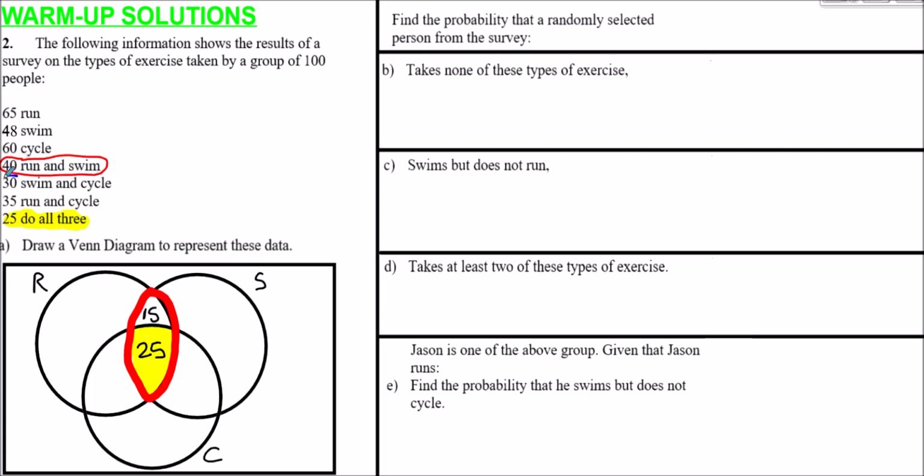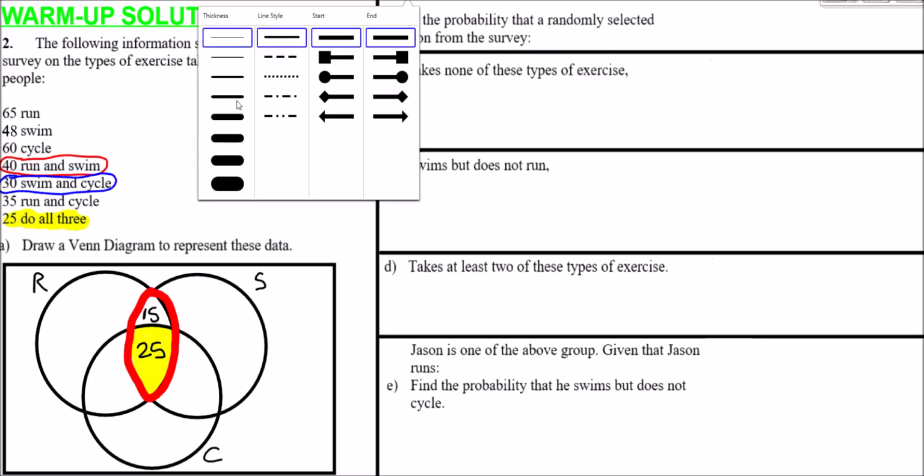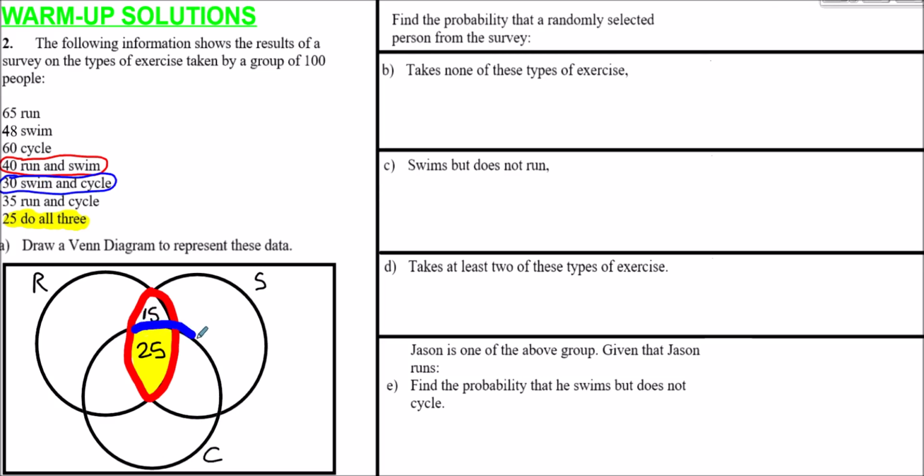Next, I'm going to do the swimming and cycling people. 40 swim and cycle. So these people need to go in the bit where the S circle for swimming overlaps with the C circle for cycling. So it's going to be this region here I'm going to do in blue.